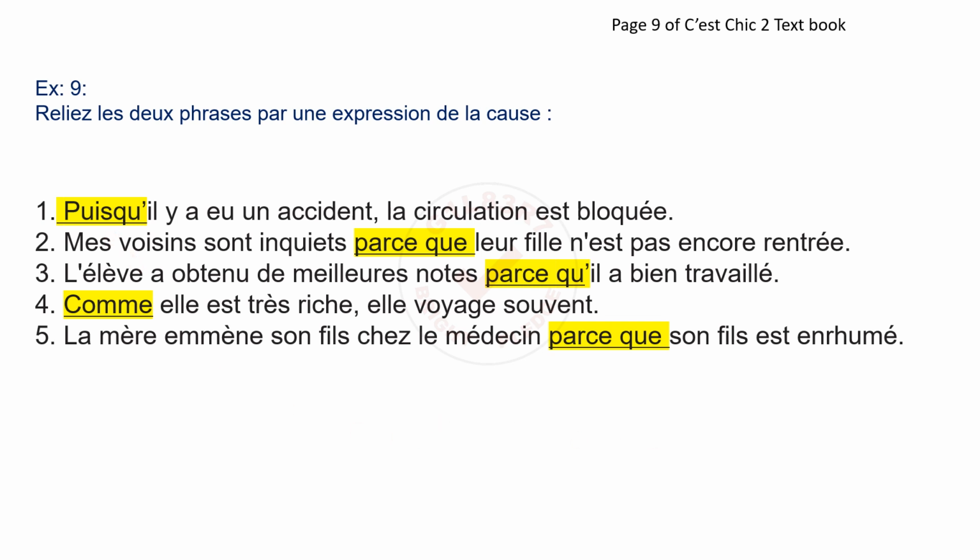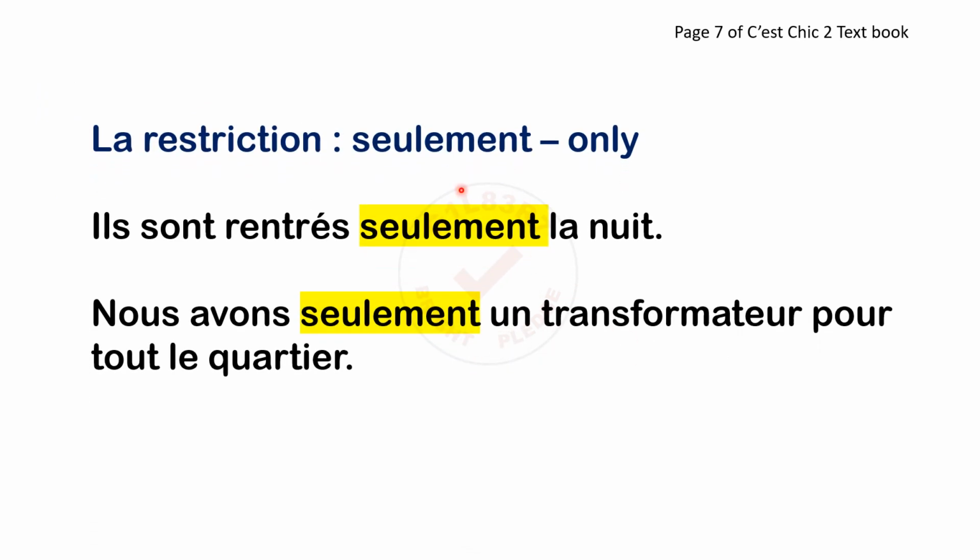So moving on to the next topic, la restriction, meaning seulement. We translate it as only. So we have two examples here. Ils sont rentrés seulement la nuit, meaning they returned only in the night. And the next one, nous avons seulement un transformateur pour tout le quartier, meaning we have only one transformer for the whole area, for the whole neighborhood, right? So we are using the word seulement here.